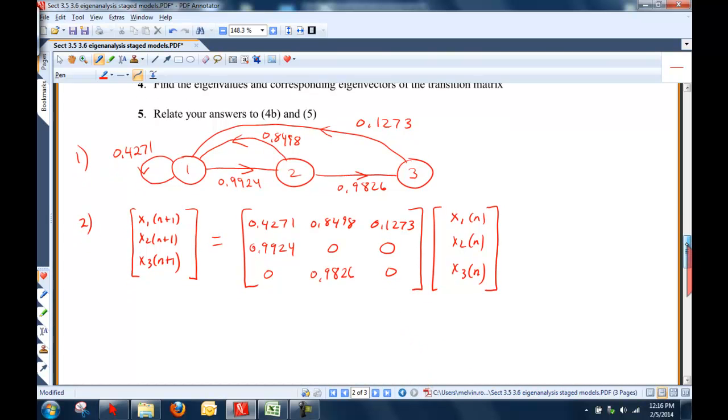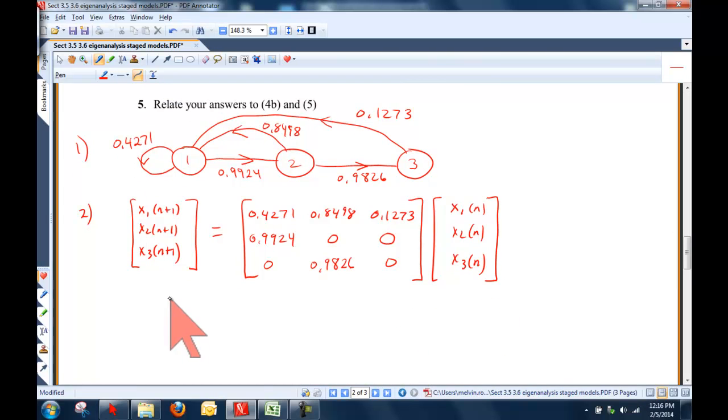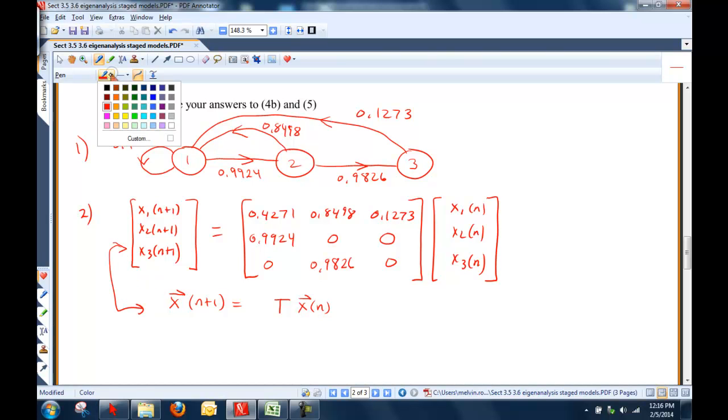That's the system in scalar form. If I write it in vector form, then I can just do my vector x of n plus 1 equals, let's call this matrix T, and then vector x of n. So these are the same thing with shorthand notation. If I go back to the matrix here, this is called the transition matrix. It tells me how to get to the next time step from the previous one.